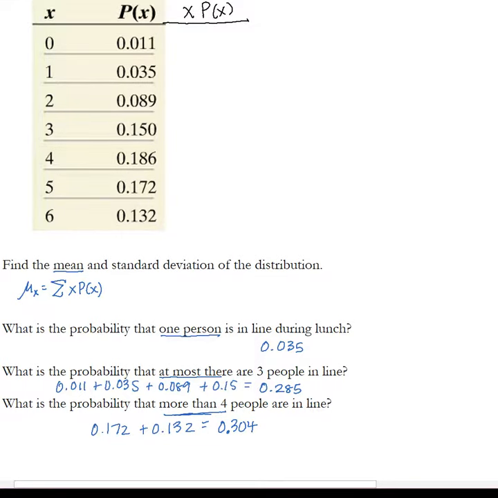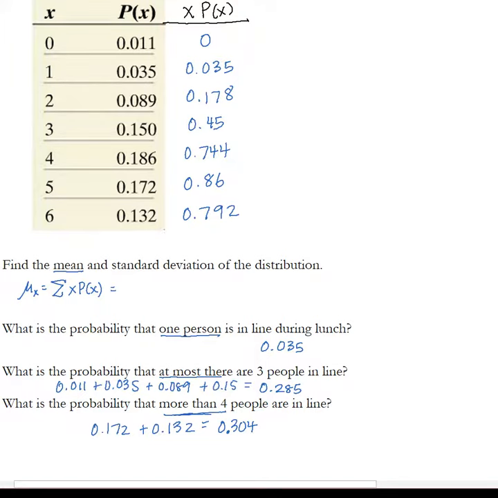0 times 0.011 is 0. 1 times 0.035 is 0.035. And the following are: 2 times 0.089 is 0.178. 3 times 0.15 is 0.45. 4 times 0.186 is 0.744. The next column is 0.86, and the next one is 0.792. So we're simply multiplying the values of x times the probability of x.